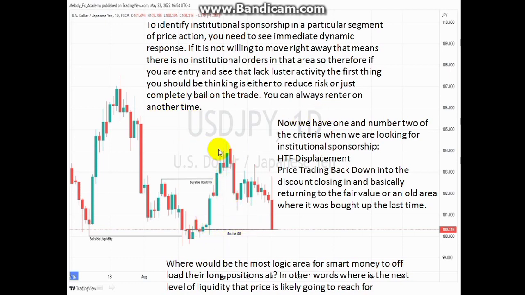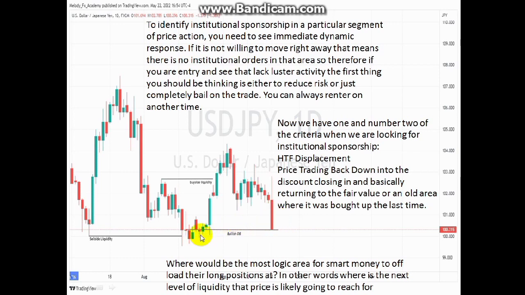All right, so when we see this kind of move back to discount, the price should not hang around much on this particular area. On this bullish order block, price should not hang around much. We should see some kind of immediate feedback, immediate reaction from this level right here. So that is another way of identifying smart money institutional sponsorship.